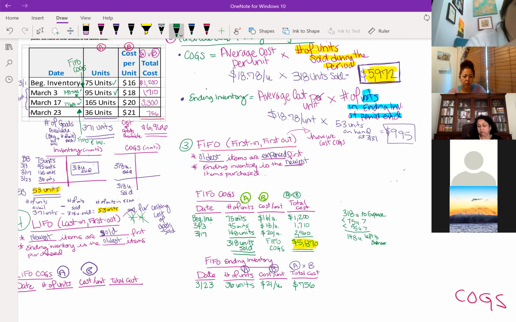Then we move up one layer. And at this layer, 17 are left over. So March 17th, 17 units are left at a cost of $20 per unit and a total cost of what for this layer? 340. I'm sorry, 340.